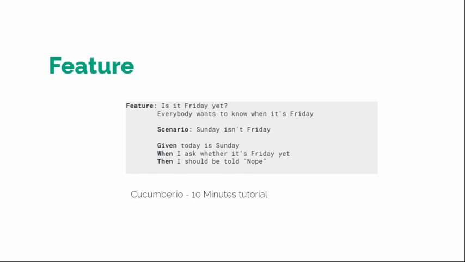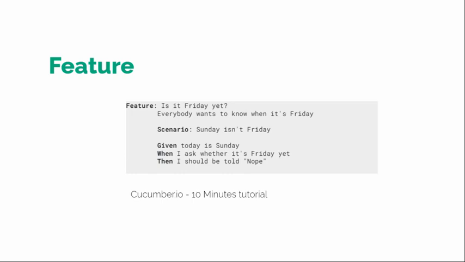So in that we write a simple plain text file, which is the English thing, and it contains a couple of keywords. We can see here those are highlighted or marked as bold: feature, scenario, given, when, and then. So our feature is it Friday yet? And one of the scenarios that covers this feature is Sunday isn't Friday. So Sunday is not Friday. And we can see the steps here: given today is Sunday, when I ask whether it's Friday yet, then I should be told no. So this scenario has 3 steps.